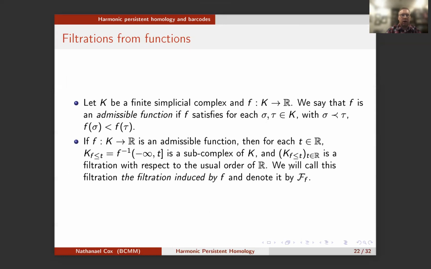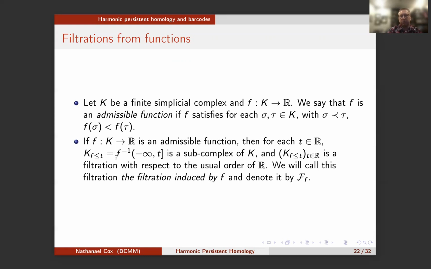Now, if we have a nice function, we can generate a filtration from it. So our function f from K into the real numbers is admissible if it satisfies that for any two simplices such that sigma is a face of tau, then f of sigma is less than f of tau. And if you have an admissible function, you can generate actual subcomplexes of K, denoted K_f less than or equal to t, which is the inverse image from negative infinity up to t.